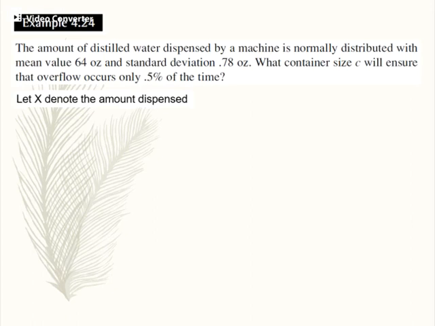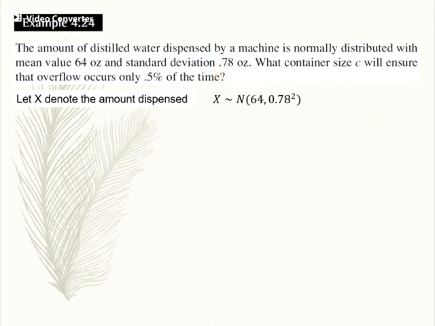Okay, so before we do the question, let's do our step two, which is: what is the distribution of X? So we're told the mean is 64 and the standard deviation is 0.78. Therefore, in this shorthand notation, you put 64, and remember this is the variance, so it's 0.78 squared. So watch out for that. Make sure you check in the question: were you given the variance or the standard deviation?